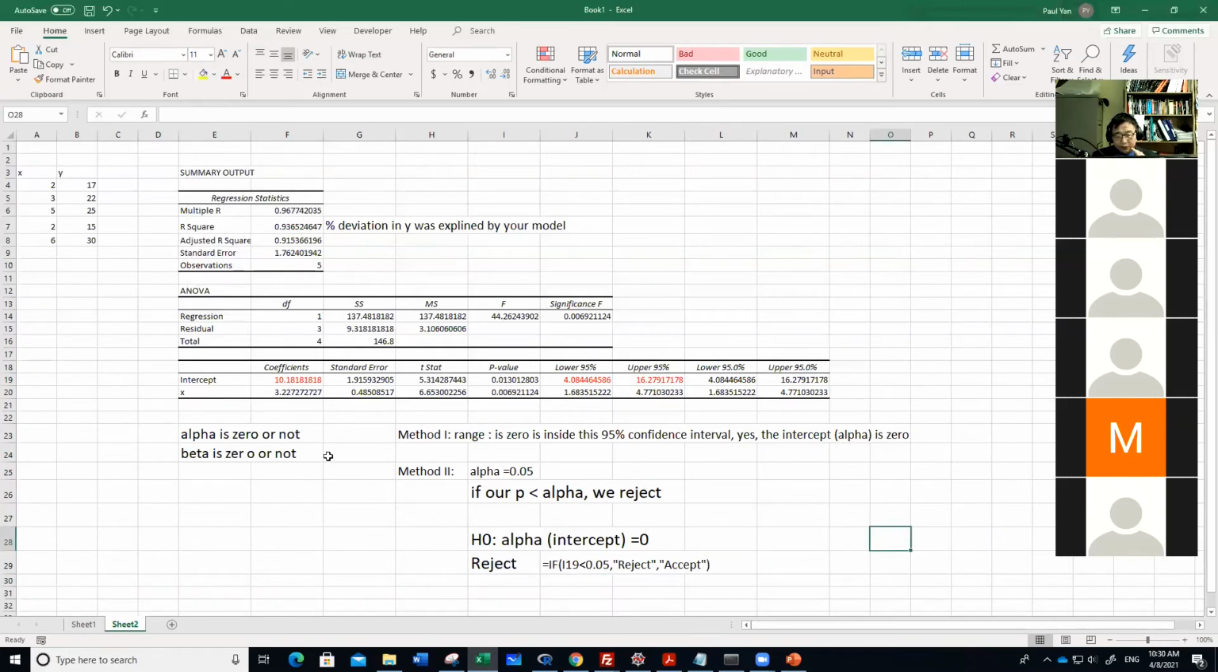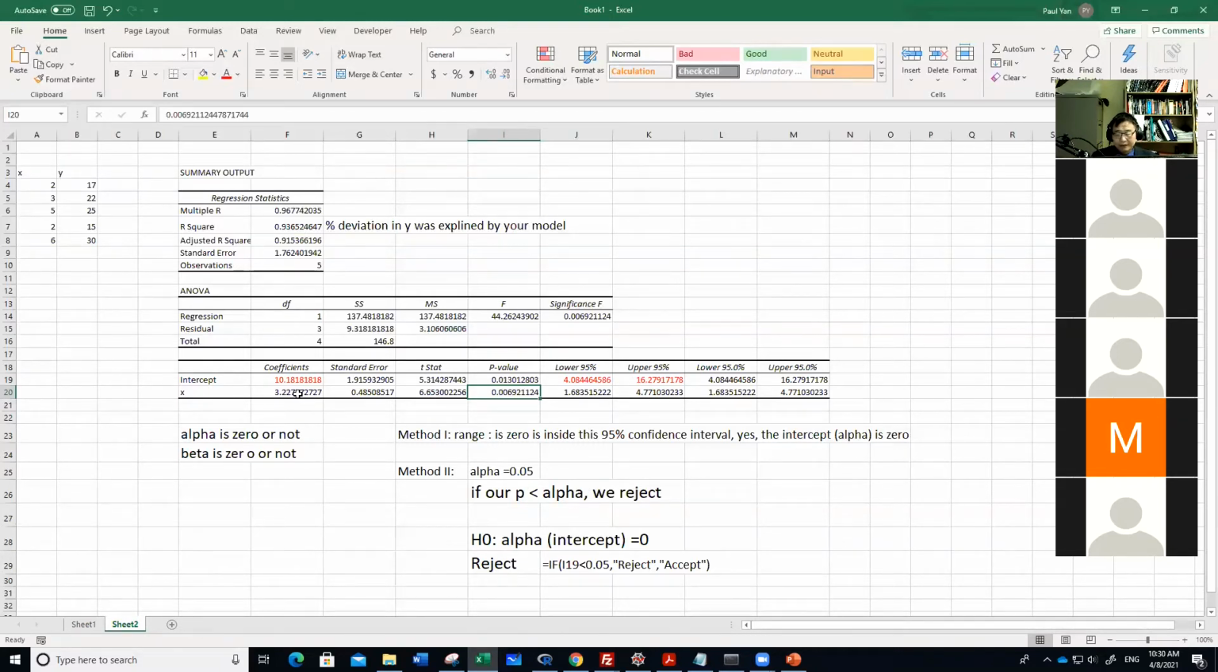Okay, so we look at the value of intercept alpha, which is 10.18. If the p-value is less than 5%, then we claim this 10.18 is statistically different from 0. It is also true for the p-value for the slope. So this is the slope. We got a value of 3.22, and because the p-value is less than 5%, 3.22 is different from 0.